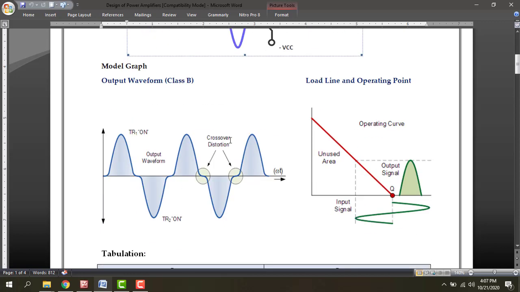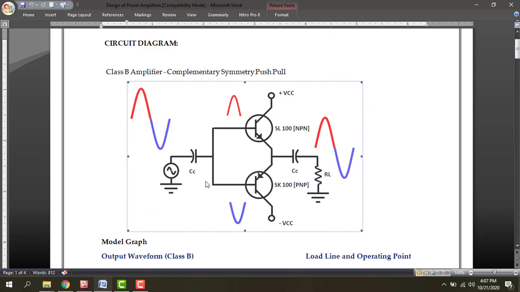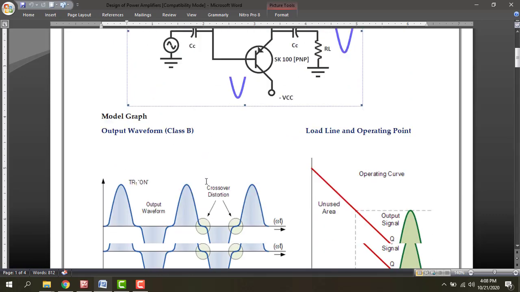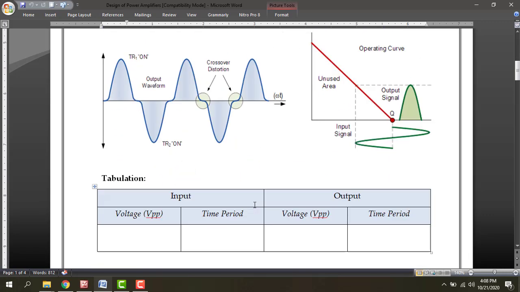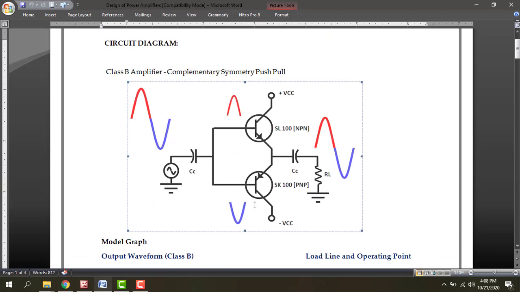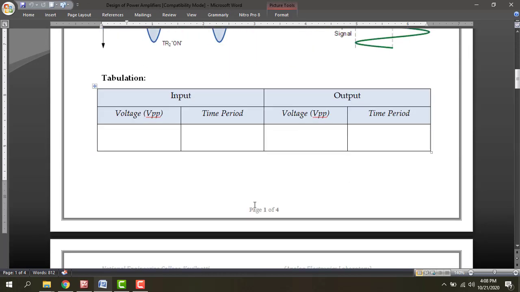So if the input is less than positive 0.6 or negative 0.6, the output will not be there. This is called crossover distortion. Our requirement is a sinusoidal output, but we have an output with crossover distortion. This is the disadvantage of the class B complementary symmetry push-pull amplifier. We have crossover distortion because both the transistors will not conduct if the input voltage is less than 0.7 volt. We are going to simulate this class B amplifier in the Proteus platform.